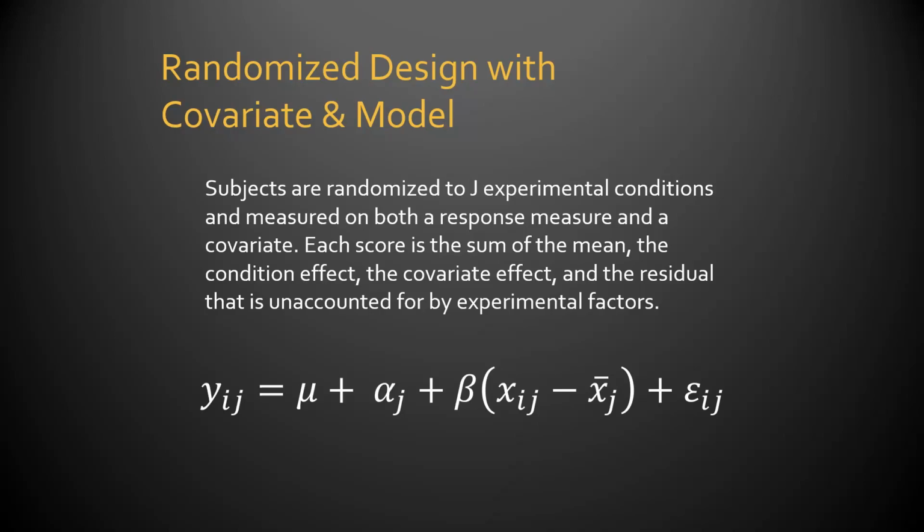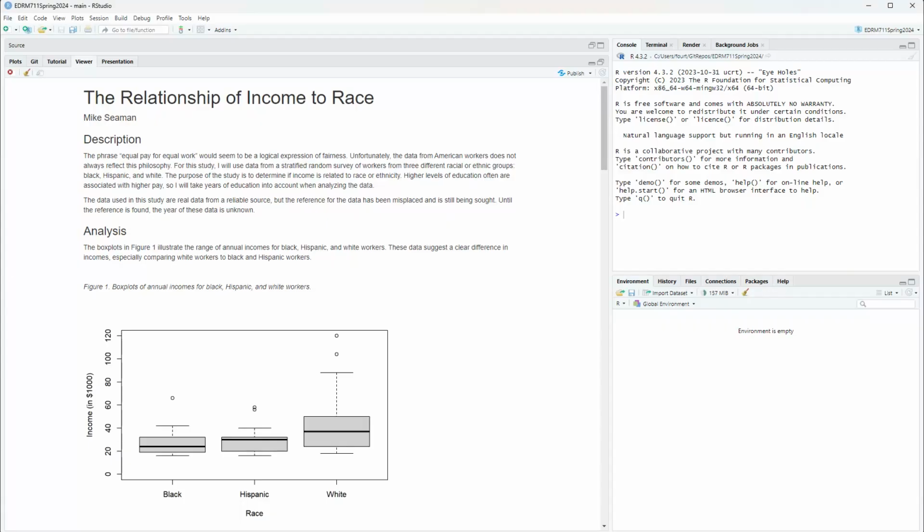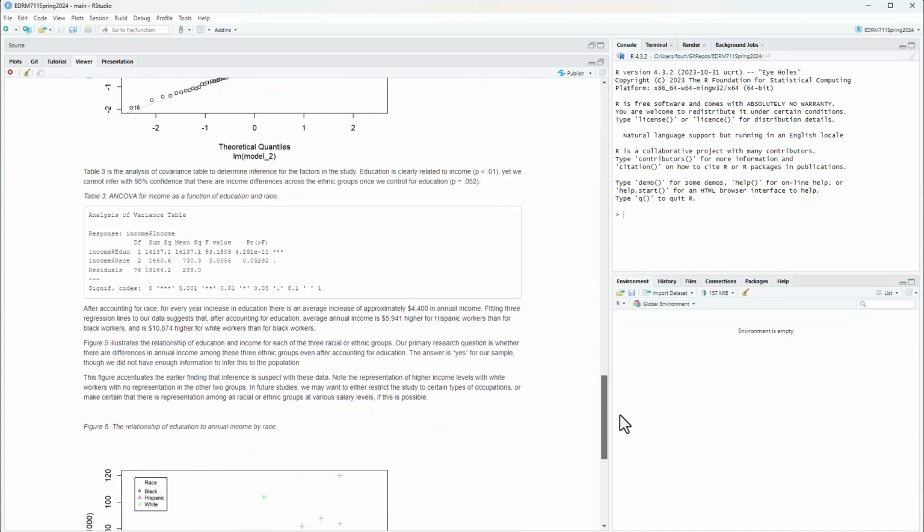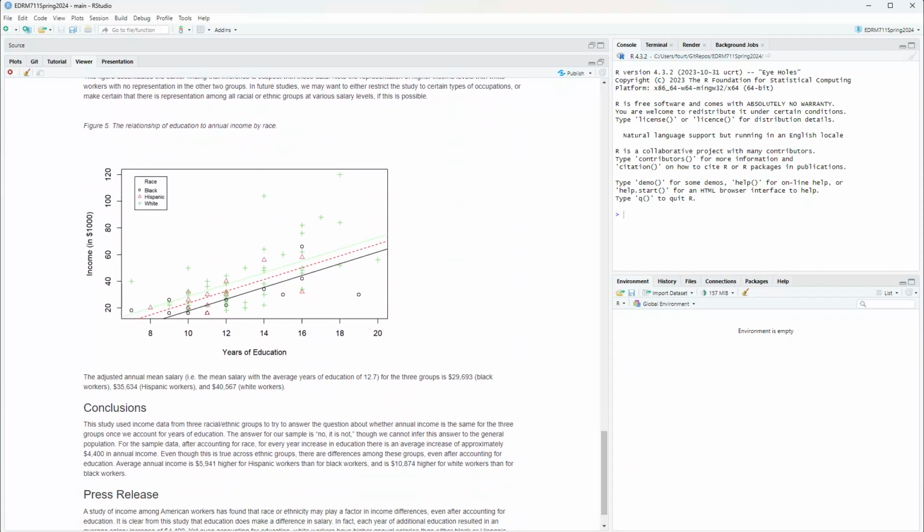So looking at the example that we went over, this is relating income to race, and we thought that maybe education is also related to income, so we included that. So down here, the main figure of interest is this one here, in which we're looking at the differences between the various races in terms of income. And the sloped lines you see here are relating years of education to income.